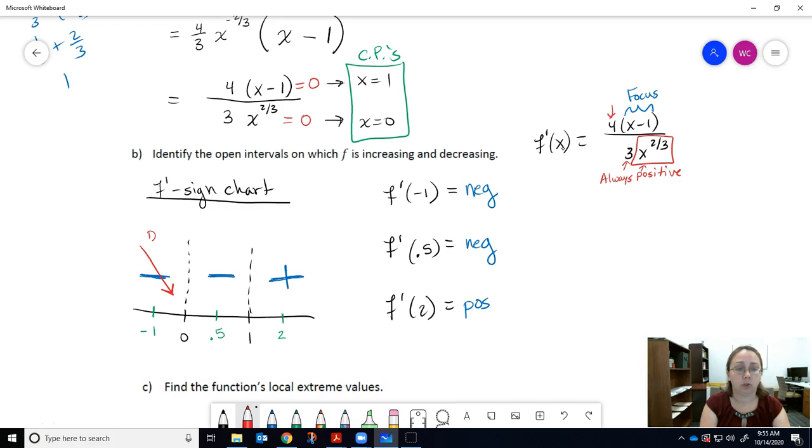Decreasing. So you can draw the arrow. I like the arrow because it helps interpret into a graph, or you can write the word. And then another negative. So again, we're decreasing. A positive. So we are increasing.